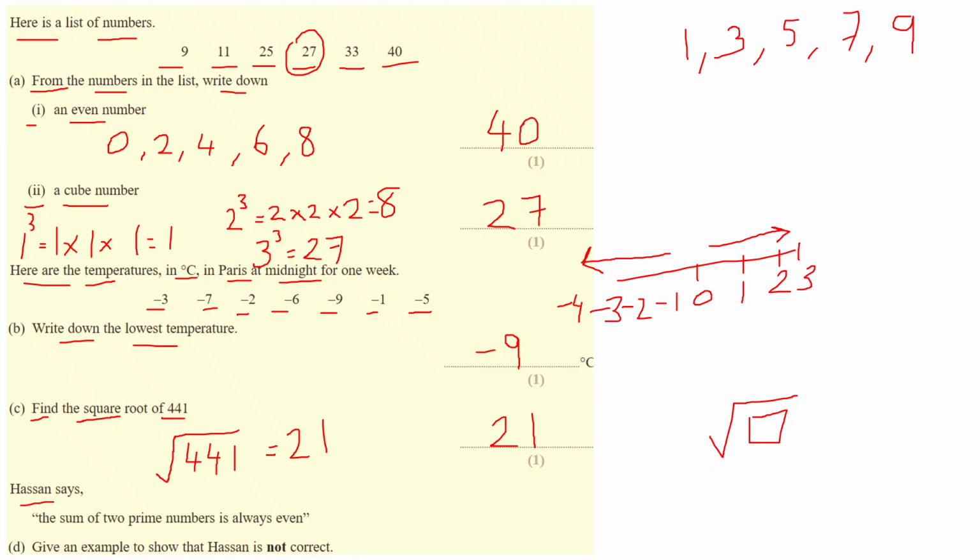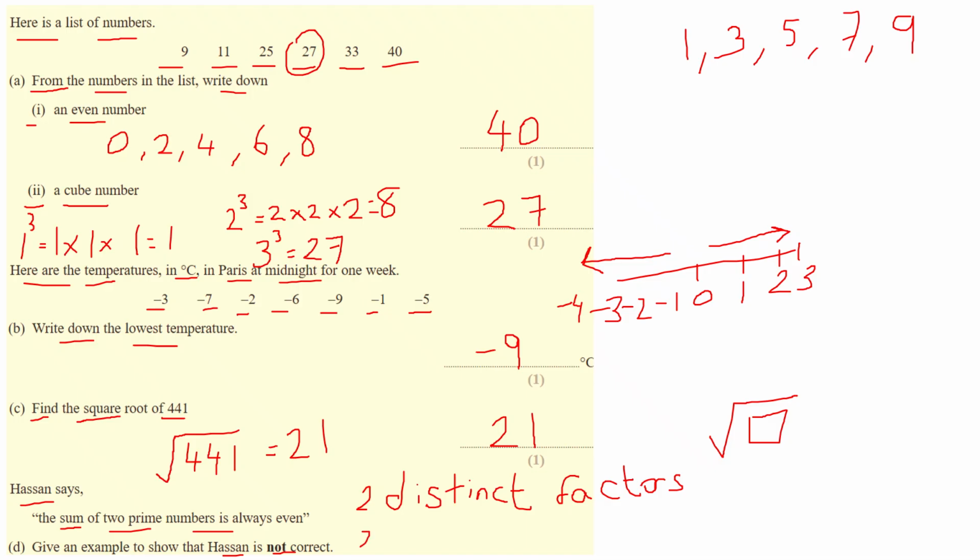Next up, Hassan says the sum of 2 prime numbers is always even. Give an example to show that Hassan is not correct. So a prime number is a number that has explicitly 2 distinct factors, 1 and itself. Now a really common mistake that my students make every single year is that most think 1 is a prime number. 1 is not prime, because 1 has 1 factor, namely 1.